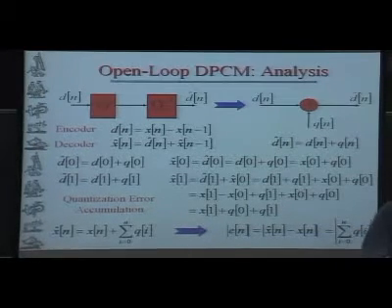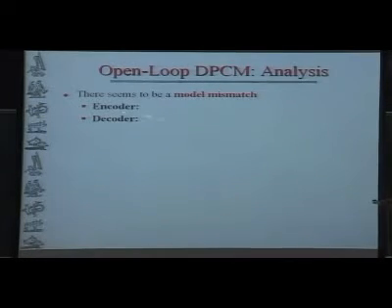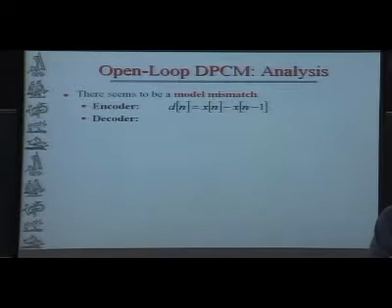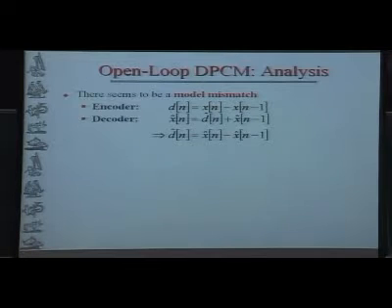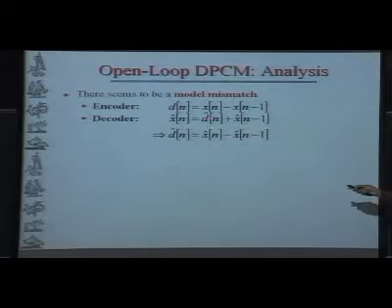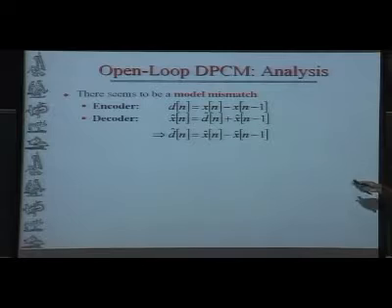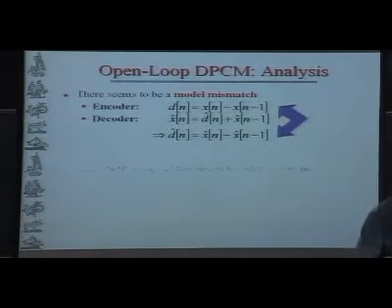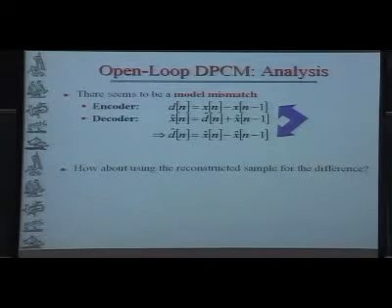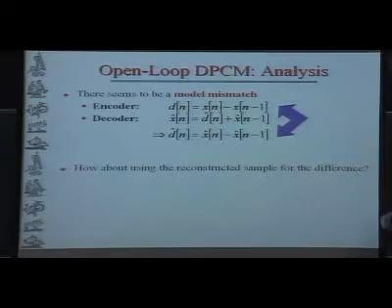How do we avoid problems like this? We recognize that there is a mismatch between the encoder and the decoder. In the encoder, we do this. But in the decoder, we do this. So looks like there's a lot of difference. We have a difference here, and we also have a difference here. There are two differences. That's why there's an accumulation. So let's try to fix that. How about using the reconstructed sample for the difference? That way we reduce the mismatch.